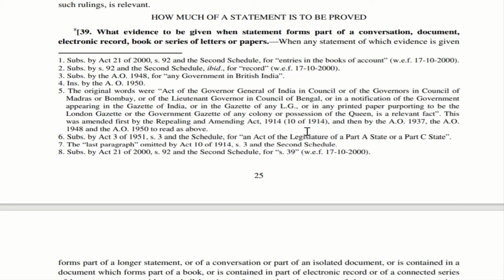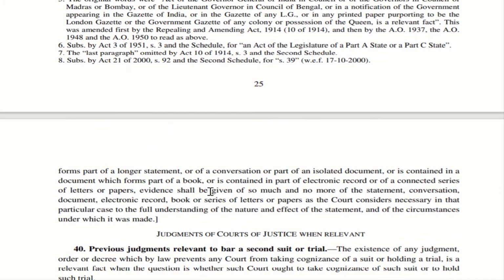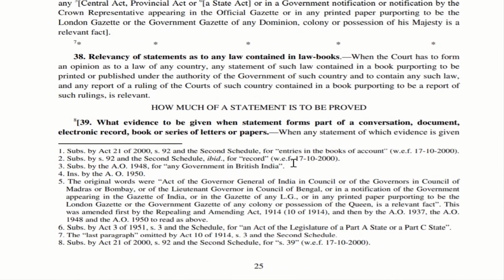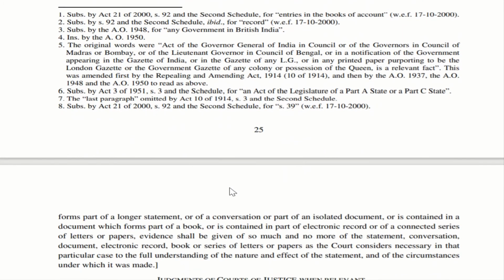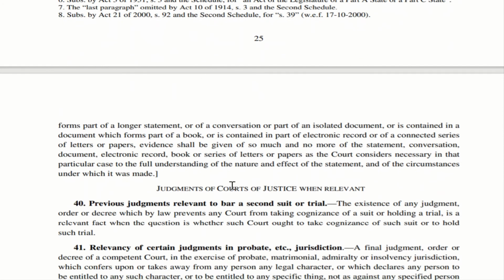The court is clearly saying this, that if that particular statement forms part of a longer statement or of a conversation or part of an isolated document or is contained in a document which forms part of a book or is contained in part of electronic record or of a connected series of letters or papers, evidence shall be given of so much. So let us try to understand this in a very simple manner by way of an example.